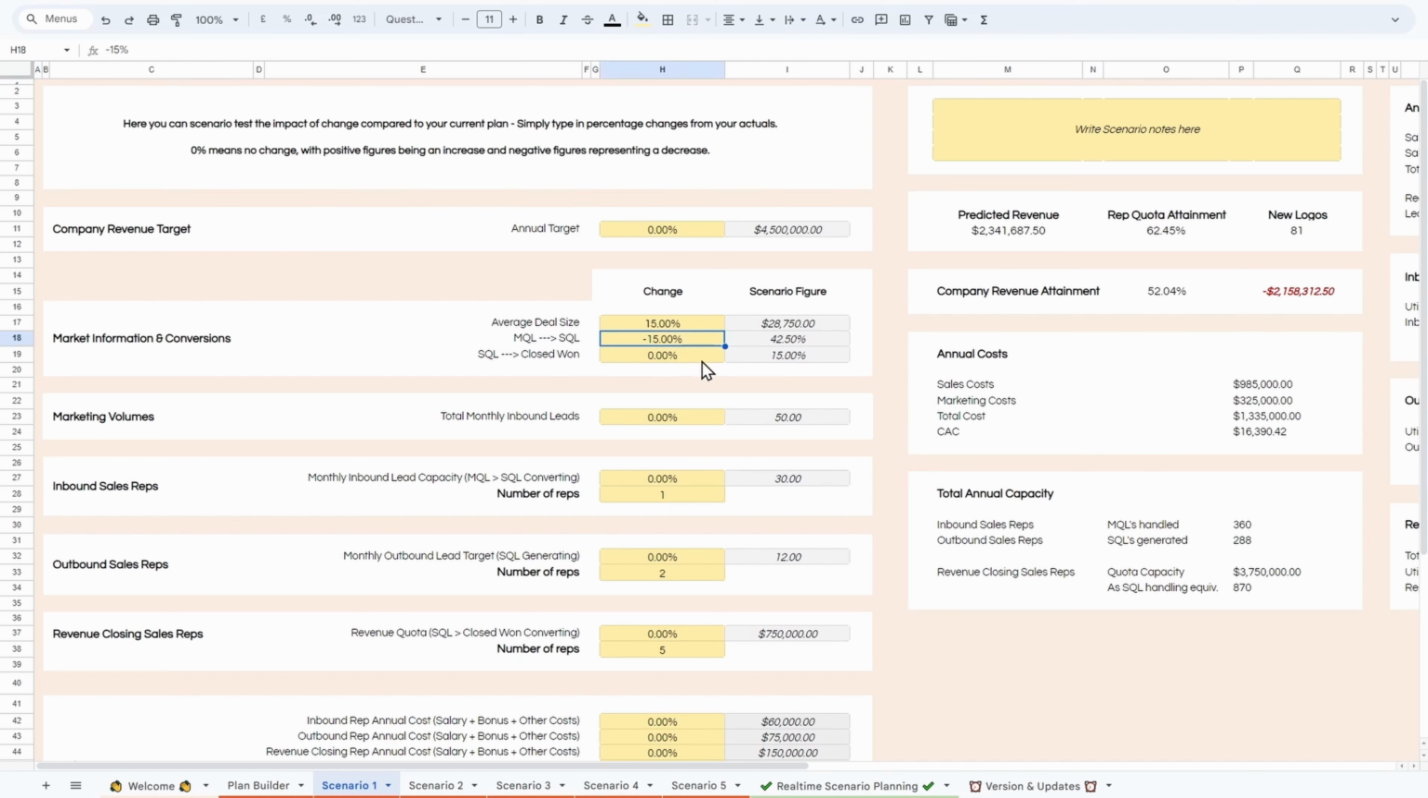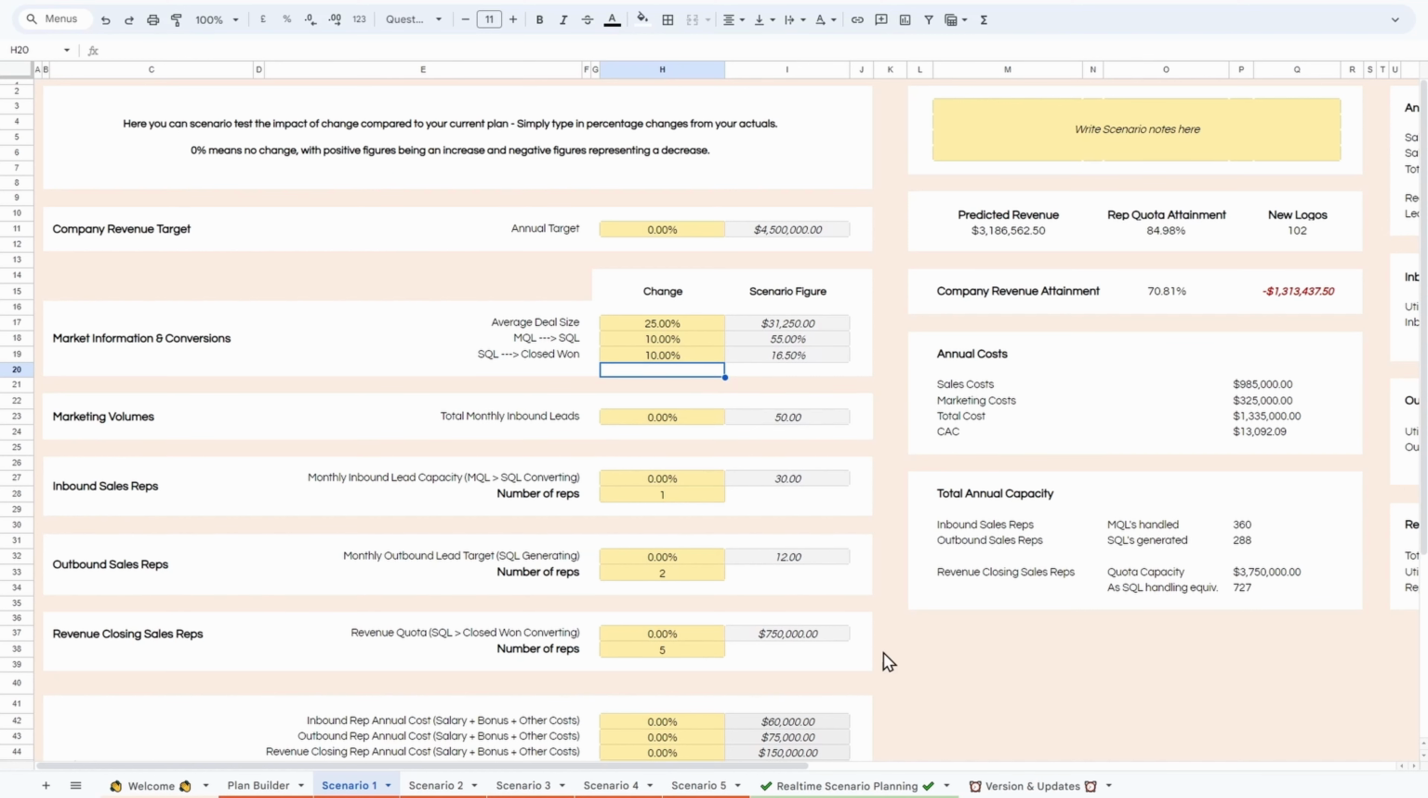and reduced my MQL to SQL conversion rate by 15%. If we reset all of these to 0, like all the other scenarios are by default, I can see where we would land regardless without any changes to the scenario. So I'm still going to miss. So if I can increase my average deal size by 25%, I can see that it has a positive impact. And if I can increase my conversion rates by 10%, I can close the gap to target.